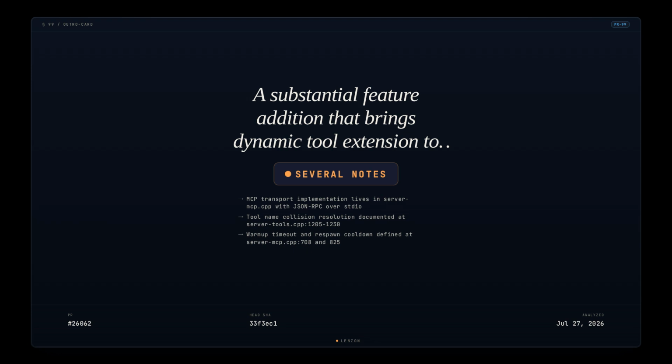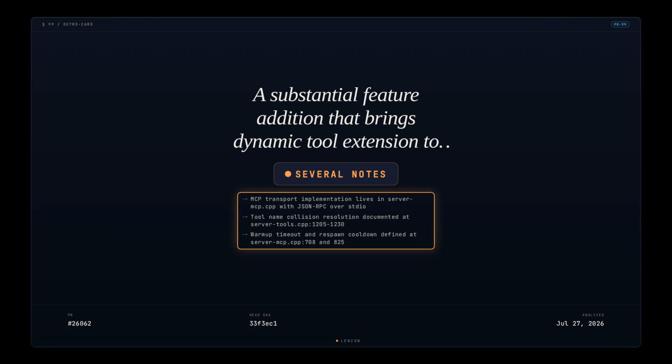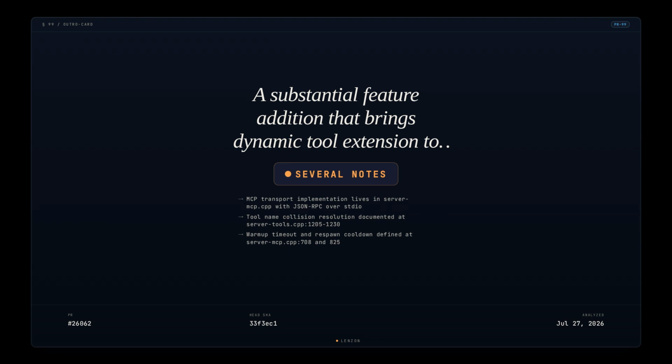The MCP transport code lives in server-mcp.cpp. Tool collision resolution is at server-tools.cpp line 1205, and the warm-up timeout and respawn cooldown are configurable at server-mcp.cpp lines 708 and 825.